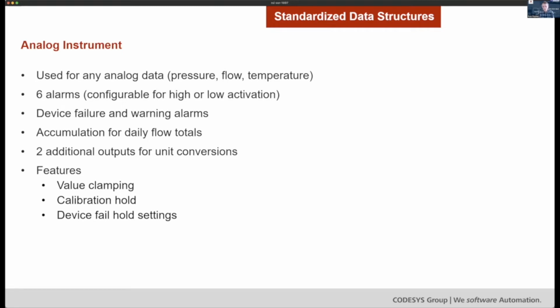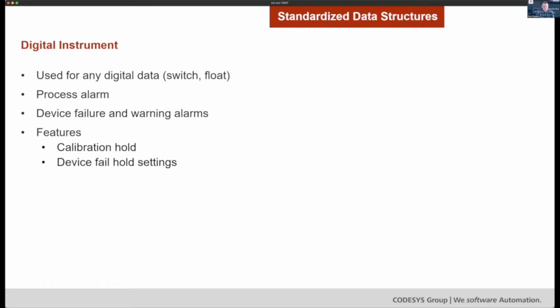And then if the device fails, what should I do with the current value? If I sense that this device is no longer talking, what should I do with this value? Should I leave it where it is? Should I go to a predefined value of some kind? Or should I just go ahead and pass the value through, even though it says that it's failed? So all of those features we just built into this analog instrument and made it available to every analog device that we connect to.